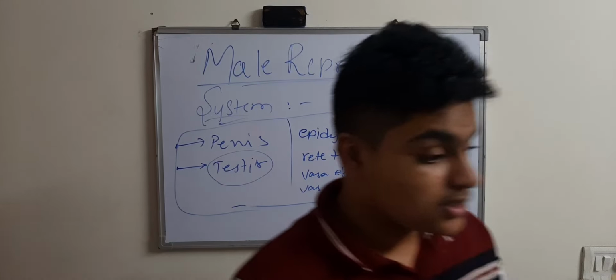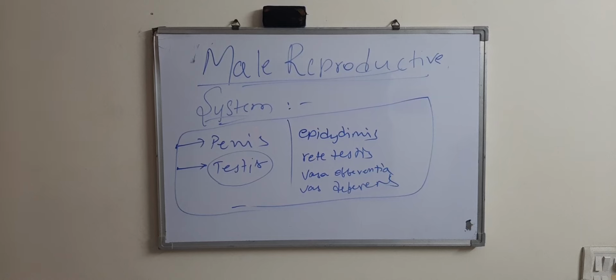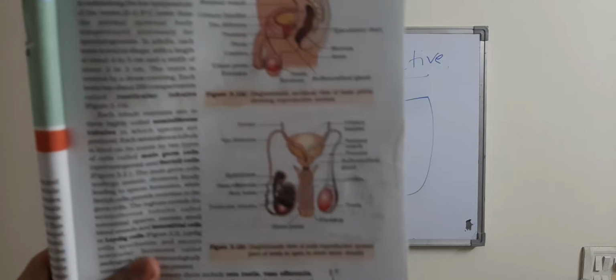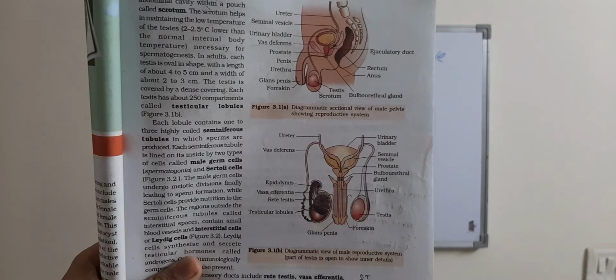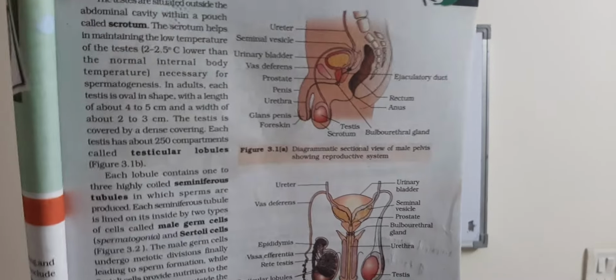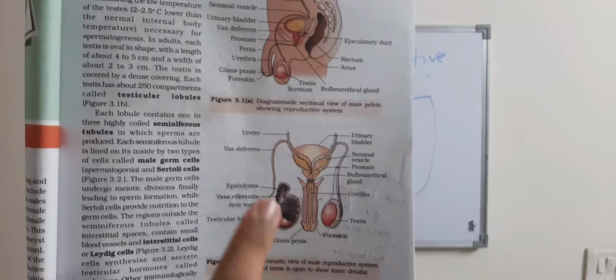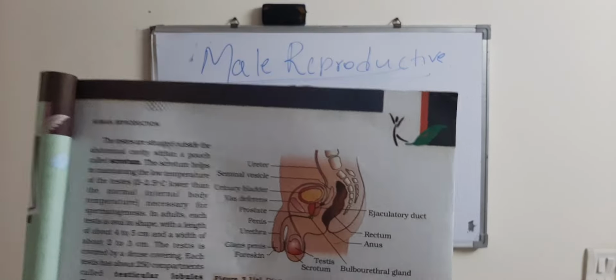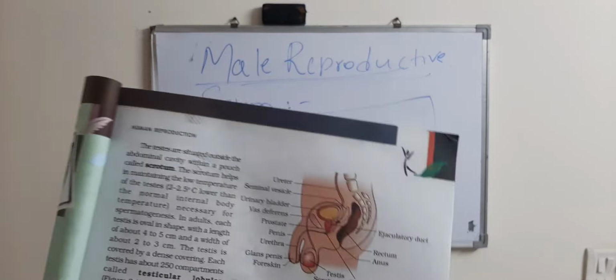Wait, guys, let me show you the male reproductive system diagram from your NCERT. Are you able to see this? These are the male reproductive system diagrams. This is the side view. This is the front view. This is your penis.